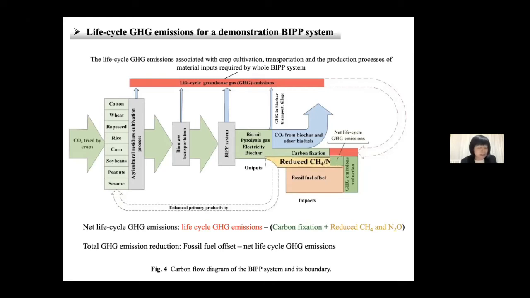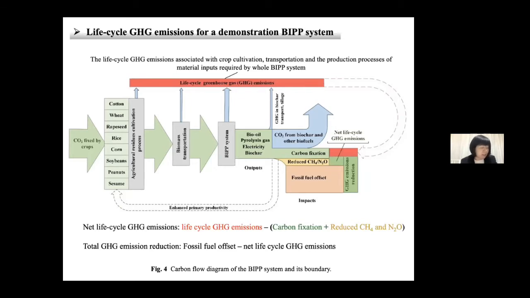And this mechanism is very complicated with high uncertainty, but the carbon fixation plus this reduced soil methane and nitrous oxide are the greenhouse gas sinks. So then if these two sinks are subtracted from life cycle greenhouse gas emission, we can get the net life cycle greenhouse gas emissions, which can be a negative value.